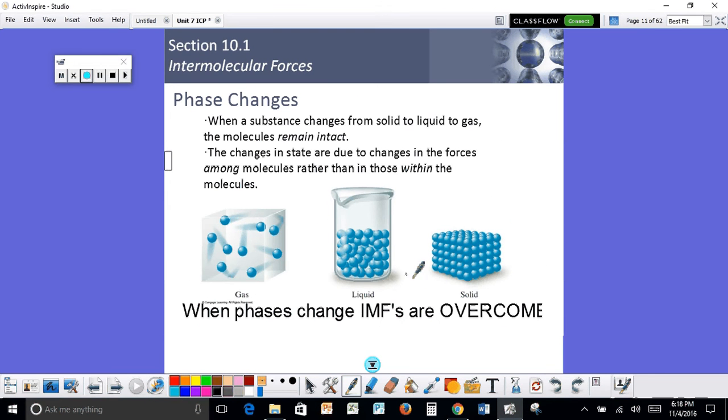An AP-like question that you might see, which has happened in the past, is a question: true or false, water molecules break bonds as they change phases. Well, that is false, because no bonds are broken during a phase change.